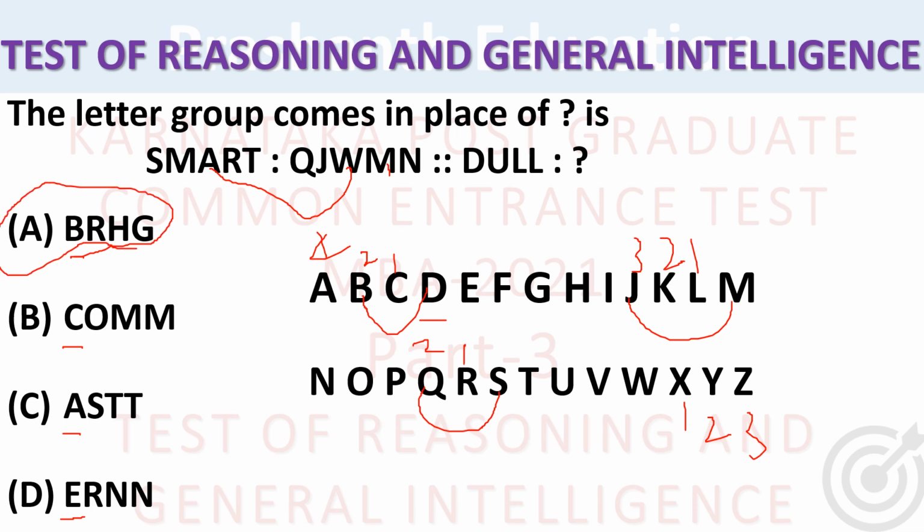Don't go for the next one. Why? Because L will not come. Why? Because increment is happening. So this can't be MM, this can't be TT, this can't be NN. This LL will change. Because of that, the answer will be BRHQ. Like this, you have to identify smartly without taking much time. You have to solve the problems. Okay, let's go into the next question.